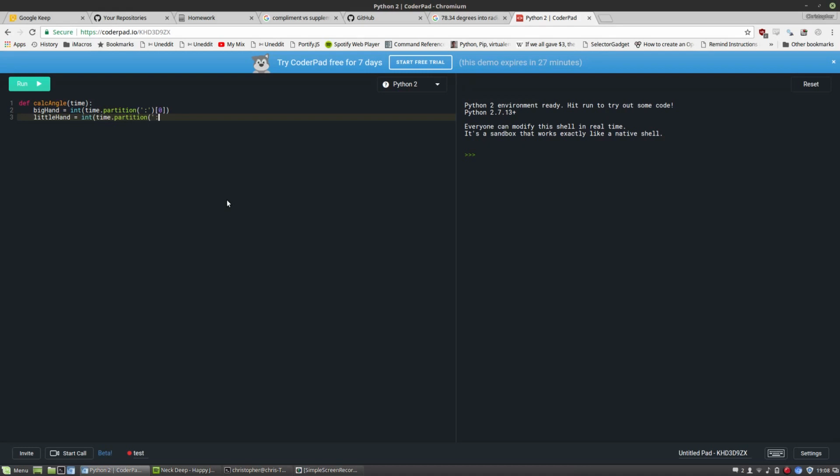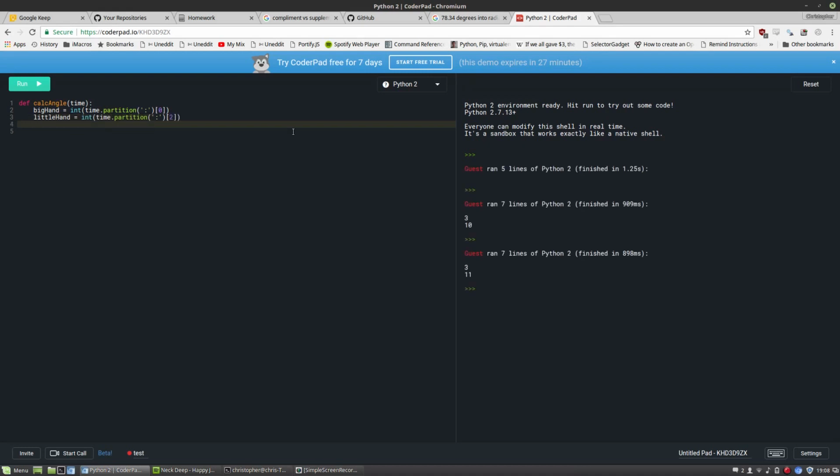Alright, so now that we have it in integer form, we can think of it mathematically. So if you think of a clock, it's obviously a circle, so it's 360 degrees. There are 60 minute ticks, so you can divide 360 by 60, and you get 6 degrees per minute tick. But the big hand, of course, moves whenever the little hand moves.